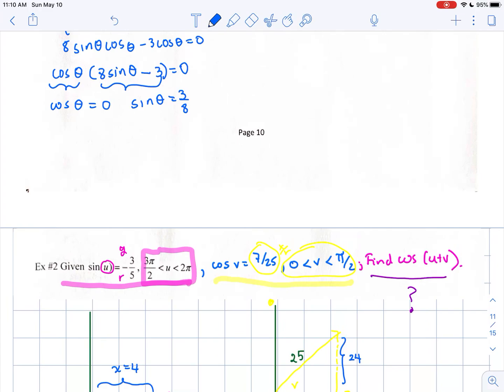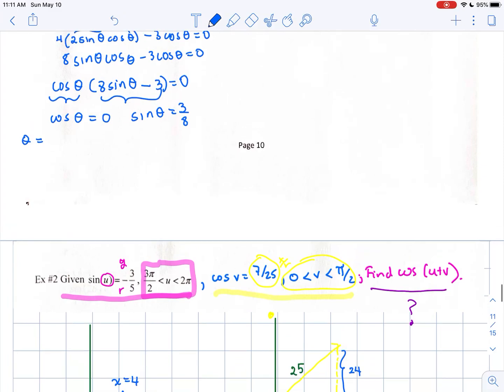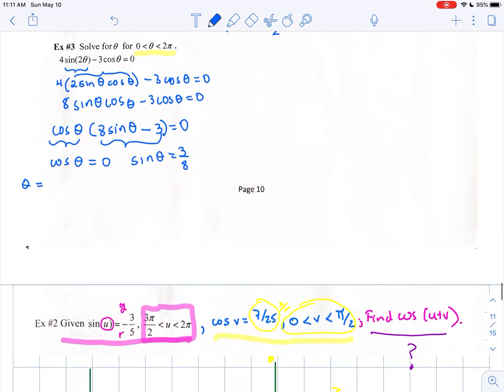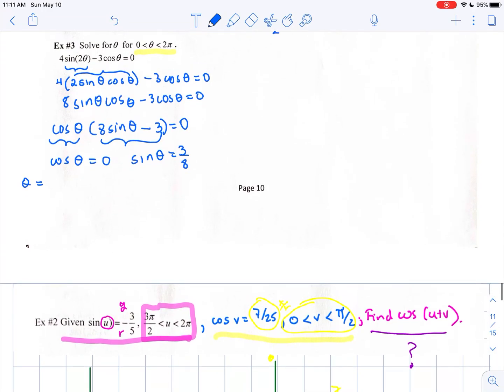And if you can, find the exact value. So between 0 and 2 pi, not inclusive of 2 pi or 0, when is cosine of theta equal to 0? That occurs at two values, pi over 2 and 3 pi over 2, where x is equal to 0. Sine of theta equals 3/8.